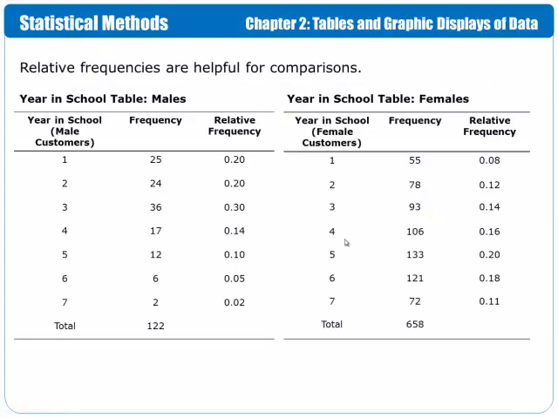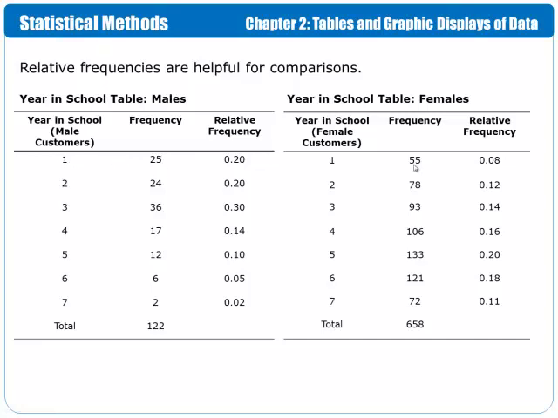Relative frequencies can be useful for comparisons. Although it can be easy to look at the frequencies to get an idea of the distribution of the numbers for one group, if you have two groups, that can be difficult. For example, here we have years in school for males versus years in school for females, listing what year in school they are. So one represents they're in their first year of school. If we look at the female frequency, we've got 55 females in their first year of school, as opposed to only 25 males in their first year of school.